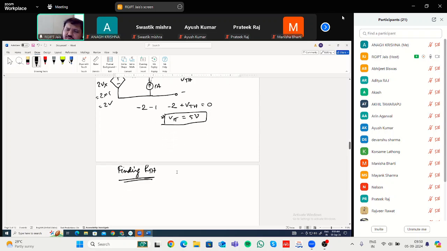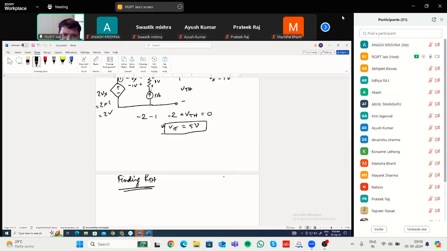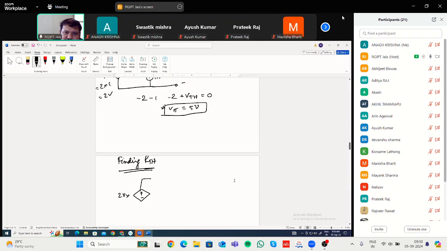What other things you can do? This was the circuit, let us say. There is this voltage source, plus minus 2Vx. Then there is this resistance, and then there is this resistance and this current source. This value is 1 ohm, and this is 1 ampere. There is a 2-volt battery, and this is plus minus VTH. Oh, sorry, VTH I have already found. RTH.